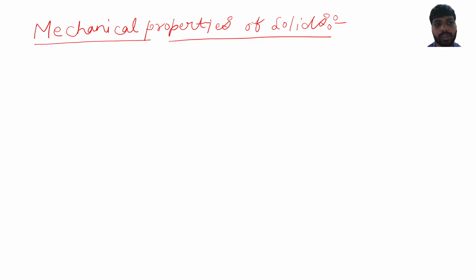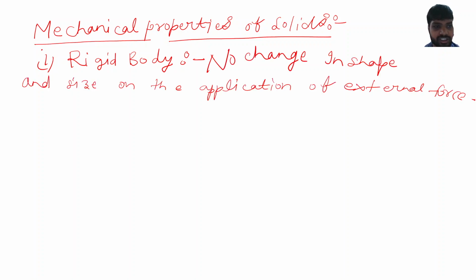Today I will teach you the topic mechanical properties of solids. The first point I tell you about is what is a rigid body. A rigid body is a body in which there is no change in shape and size on the application of the external force. So we understand what is a rigid body.